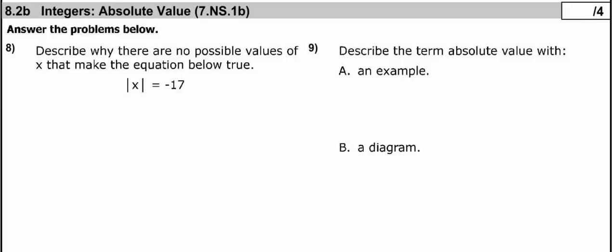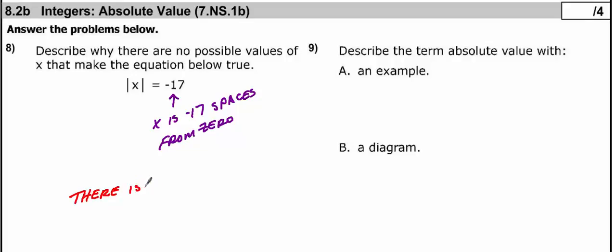Here's the explanation you want to think about. This is saying, when you say x has a value, the absolute value of x has a value of negative 17. You're saying that x is negative 17 spaces from 0. And that's impossible. There is no number. This is the answer to this one. There is no number that is negative 17 spaces from 0.